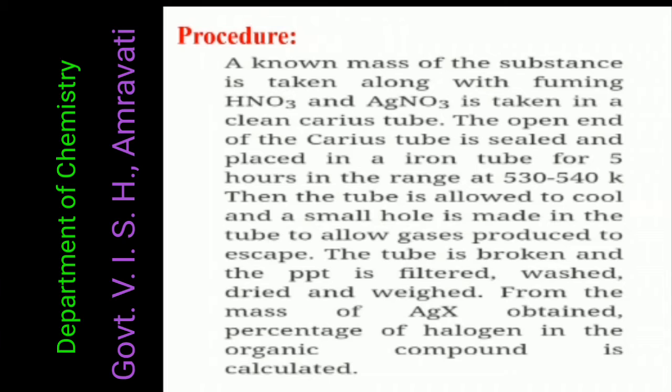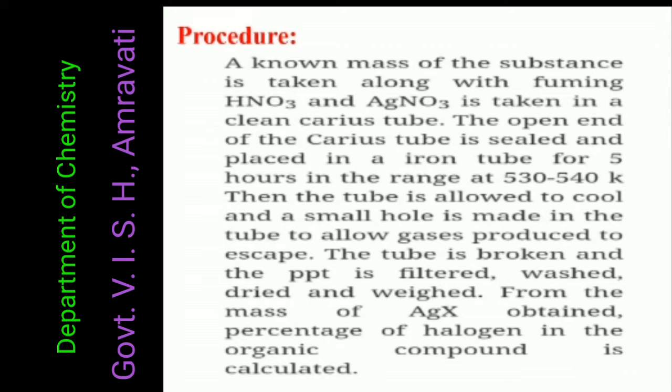In the procedure, we take a known mass of substance along with fuming HNO3 and AgNO3 in a clean Carius tube. The open end of the Carius tube is sealed and placed in an iron tube for 5 hours in the range of 530 to 540 degree Kelvin.